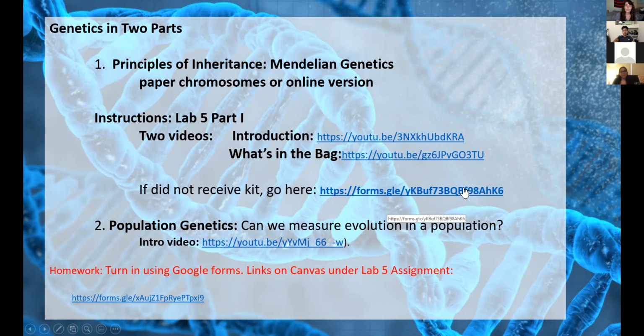And then for part 2, we're scaling up and looking at population genetics. So how do we measure evolution in a population? There's also an introductory video for that. That's really cool. So we're thinking about genetics on these 2 levels. There's the individual level, what traits and genetics and alleles get passed from parent to offspring, and then on a large scale, how are populations changing and what's controlling those changes.